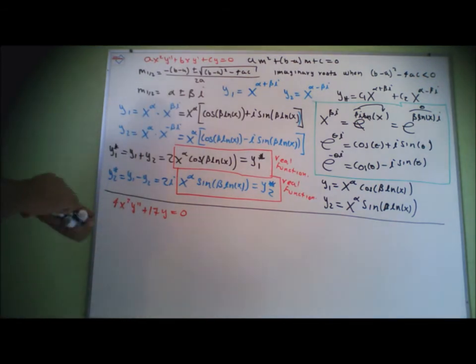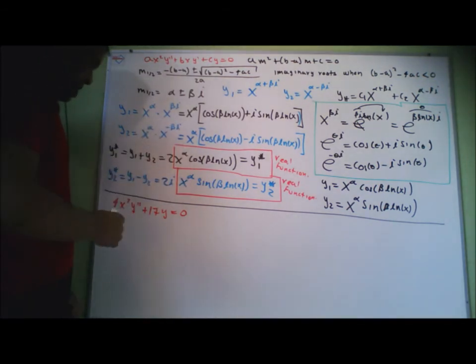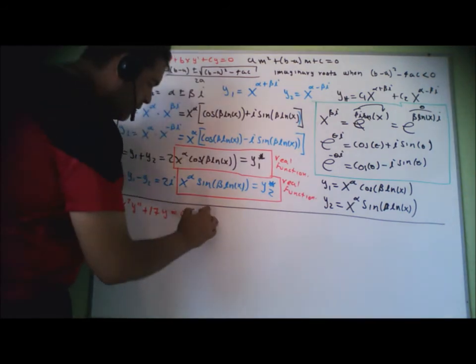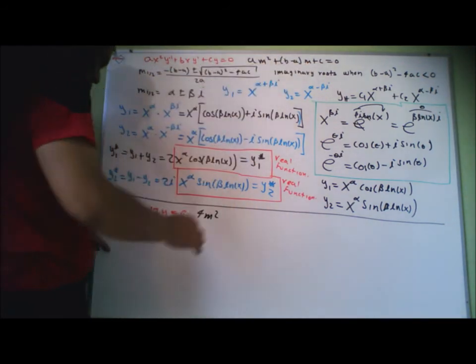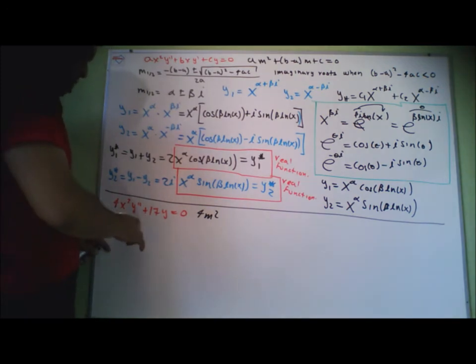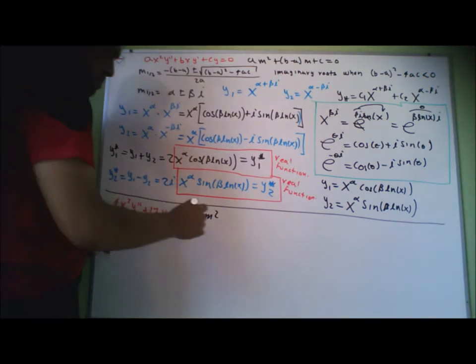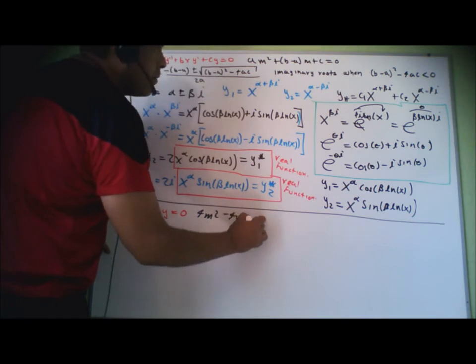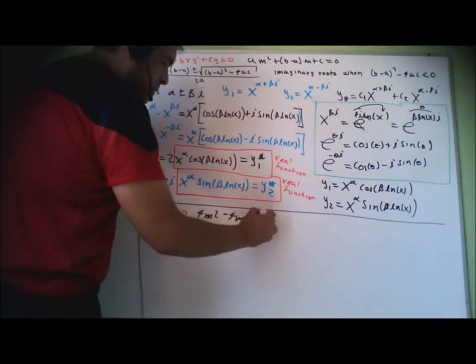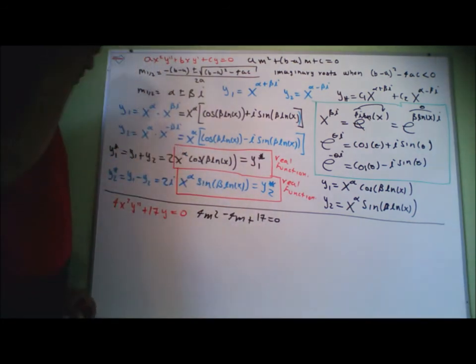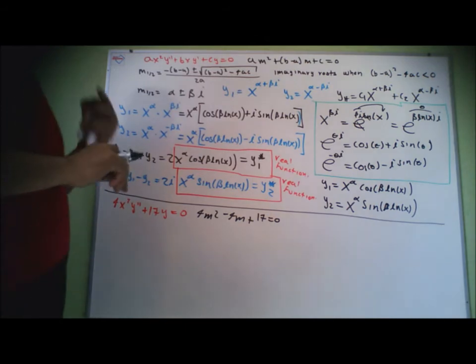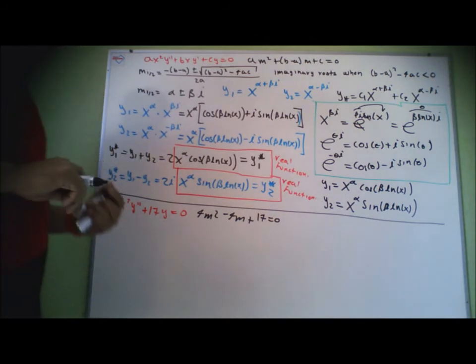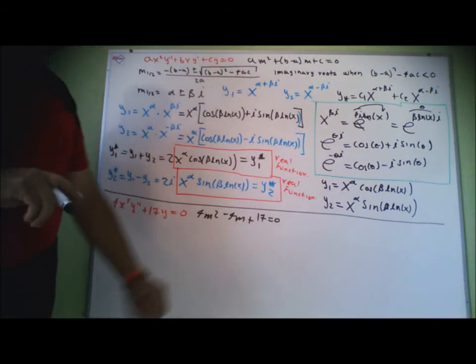Okay, let's build the characteristic equation. So it's going to be 4m squared, and follow this rule, b minus a, because b is equal to 0, so it's going to be minus 4. Minus 4m plus the value of c, 17, equal to 0. Okay, now I'm sure it's going to be imaginary roots. Let's use the chicharronera, because this 17 actually spoils everything.